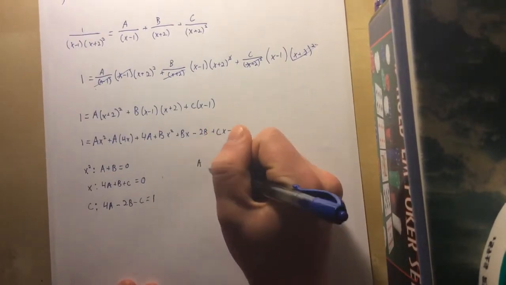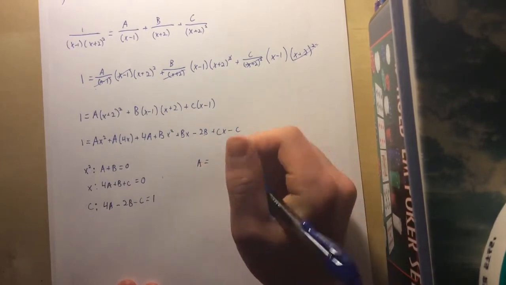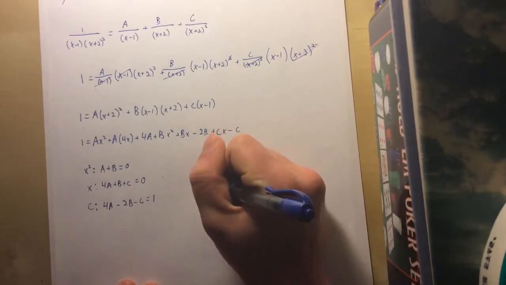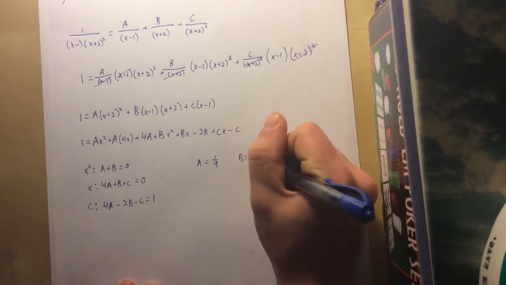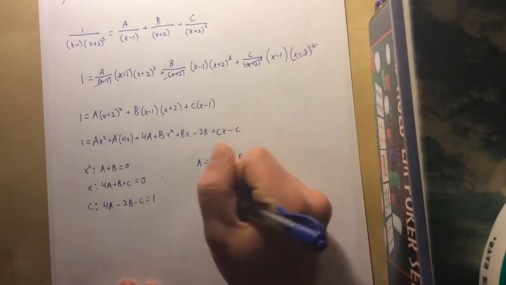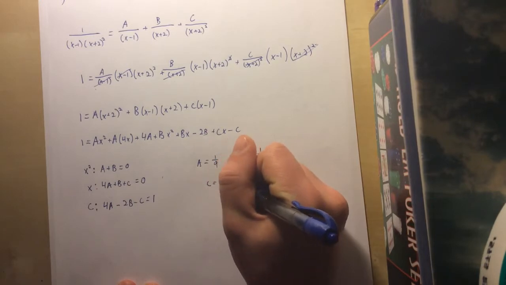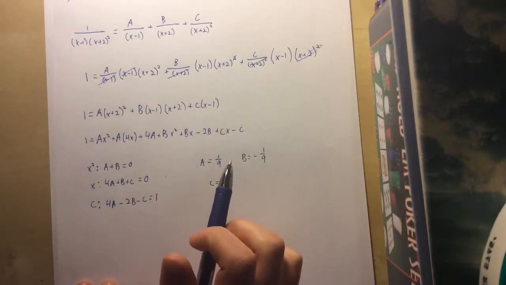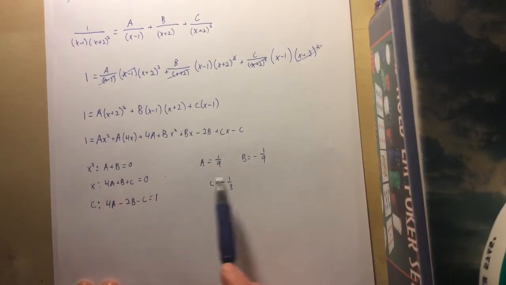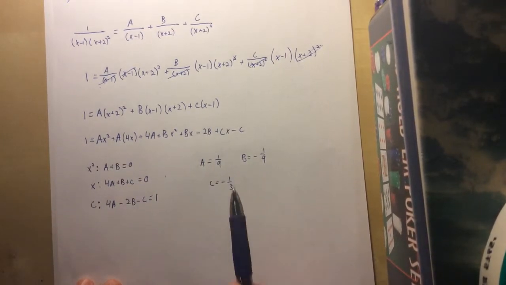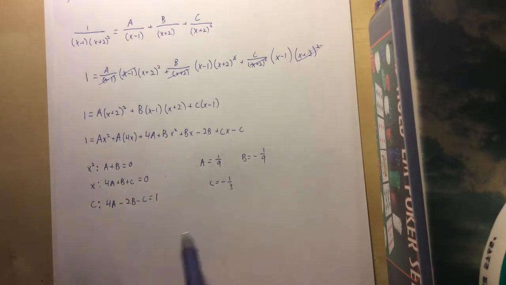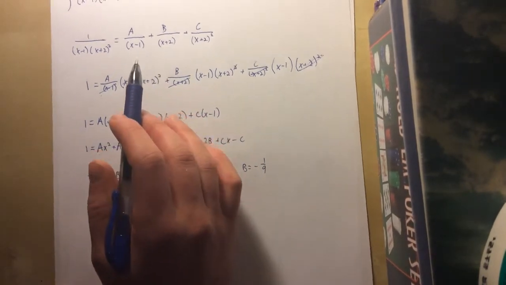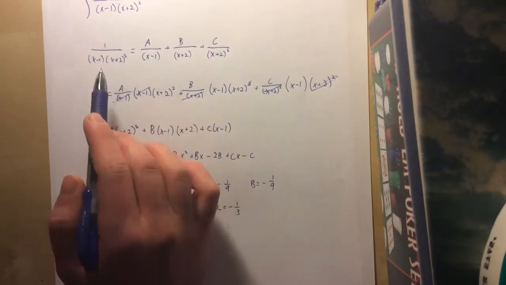I'm just going to go ahead and tell you what a, b, and c are, and we get a is 1/9, b is negative 1/9, and c is negative 1/3. So that's just another method of determining a, b, and c. And if you did it the first method, you should still get these numbers. So you guys can practice doing that too, and you should get a equals 1/9, b equals negative 1/9, and c equals negative 1/3.